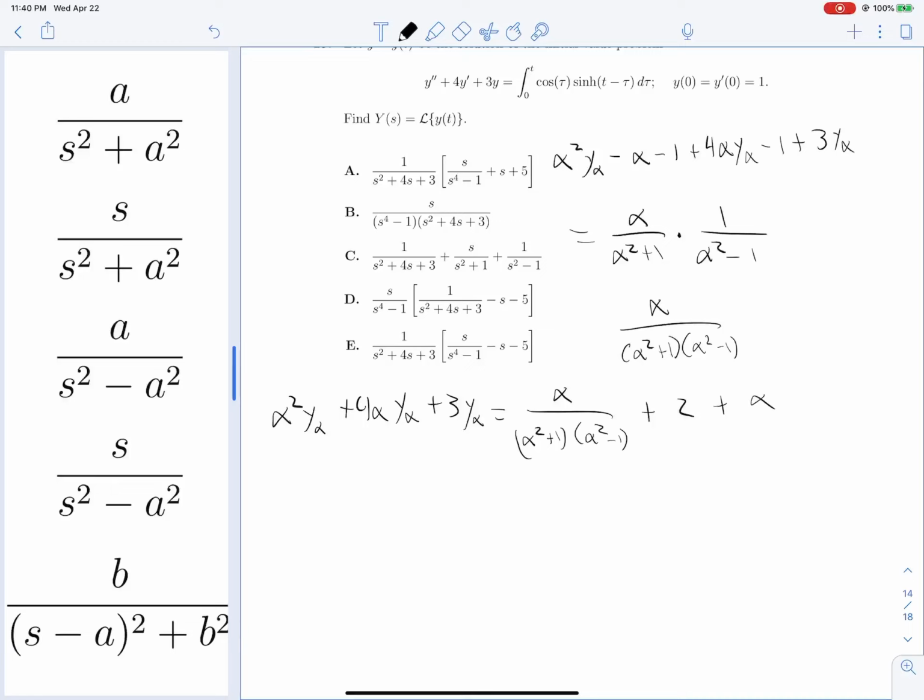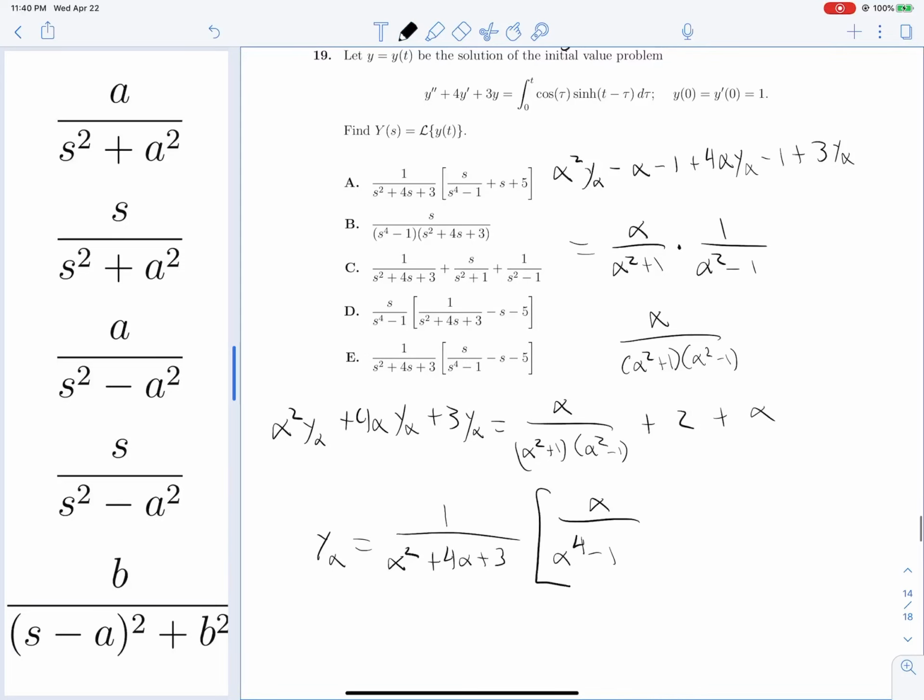So if we factor out everything multiplied by a Y of alpha, we can say that Y of alpha is equal to 1 over all that stuff, so alpha squared plus 4 alpha plus 3, and then multiply that by alpha over alpha to the 4th minus 1, which seems to be the form they have it in for the solution. And I shouldn't be so quick to circle that because, oh, look at that mistake. I caught that. Look at that mistake right there.